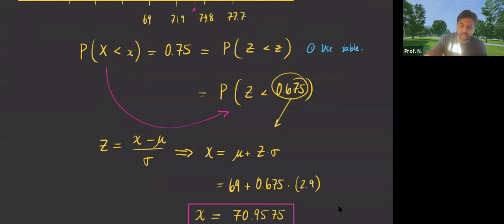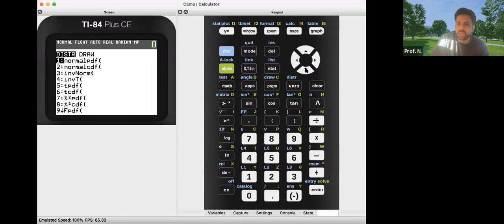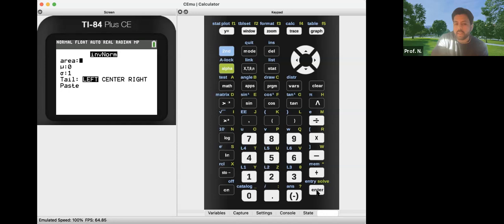Okay. And the nice thing is we can actually do that as well with our calculators. So if you go to your calculator, you go to the second bars again, but we're not going to use normal CDF anymore. We're going to use inverse norm. So the area, and you have to be careful with this, the area here, we're going to write it as 0.75. The mu is the mean, which is 69. And the standard deviation here is 2.9.